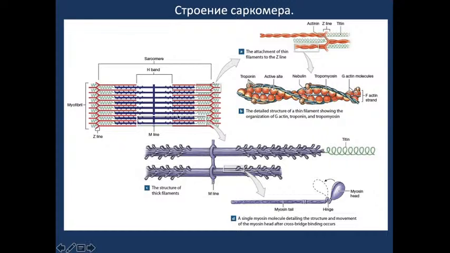Now, the plate-shaped regions, here in red and marked with Z, are a dense protein material called the Z-disc. It separates one sarcomere from the next. Thus, a sarcomere extends from one Z-disc to another Z-disc. So this is one sarcomere here.